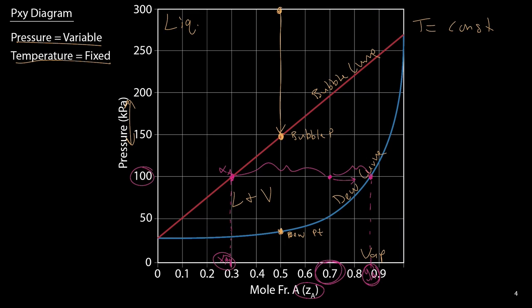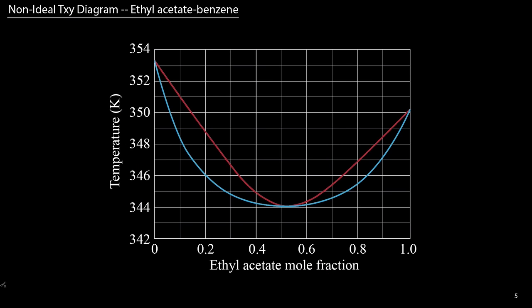Now lastly, what we've looked at have been ideal plots. But that's not to say that liquid-vapor equilibrium can't get quite complex. So here's an example of a mixture of ethyl acetate and benzene. We can see that the behavior looks significantly different. This is a TXY diagram, which means the pressure is going to be fixed and we are changing the temperature. But let's take a look at it and see if we can understand the system, although it looks quite a bit different.